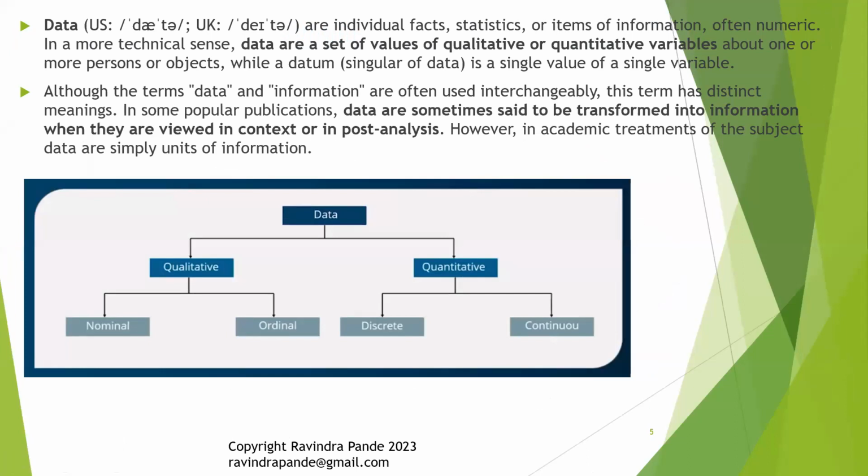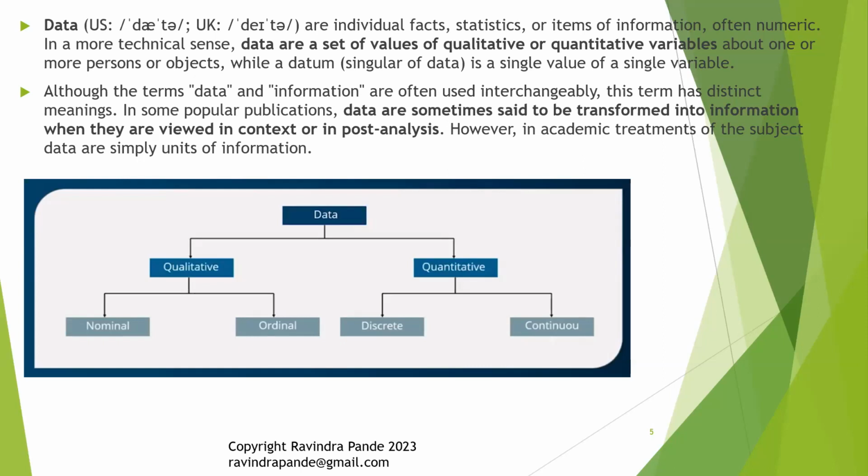We're going to see a categorization of data, and how you normally apply a kind of numerical scale even to qualitative data. Let's try to understand that as well. In a more technical sense, data are a set of values of qualitative or quantitative variables about one or more persons or objects. A datum, the singular of data, is a single value of a single variable, and this is what we normally refer to as a cell.